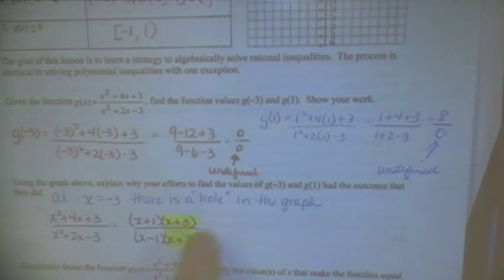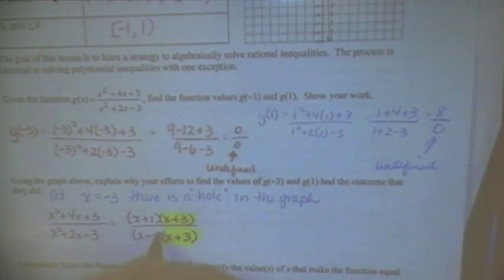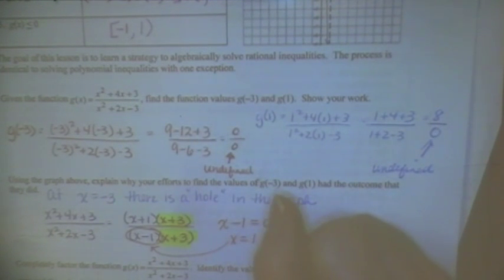What about, though, the g of 1? Where does that come from? g of 1 is an asymptote. Now, after we factored and we identified that as a hole, that left this piece remaining on bottom. And remember, the bottom can never equal 0. So x minus 1 equals 0. It gives you x equals 1, and that can't happen. That's an asymptote.